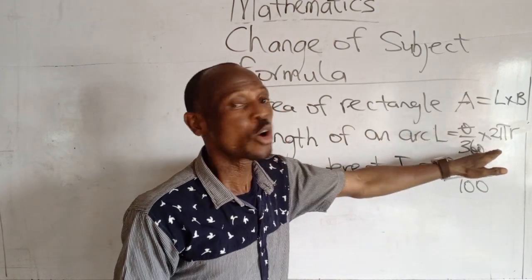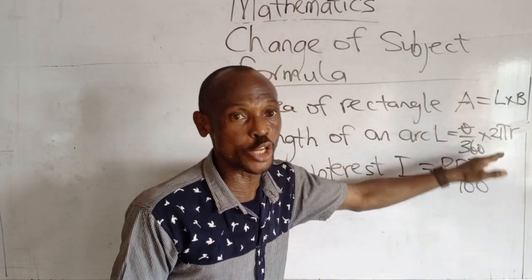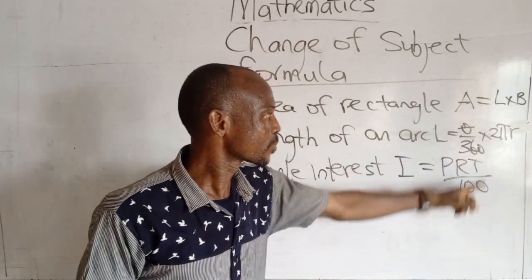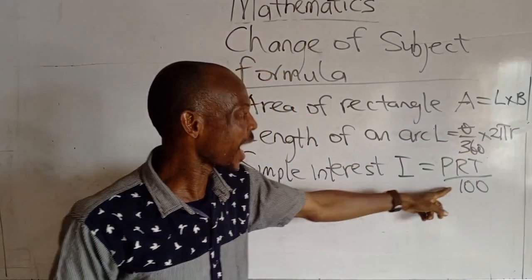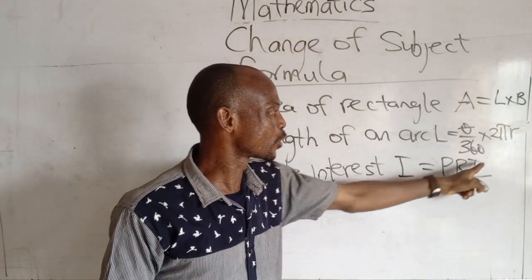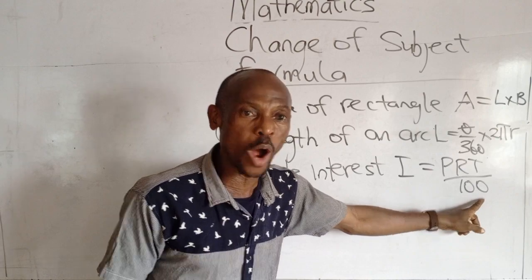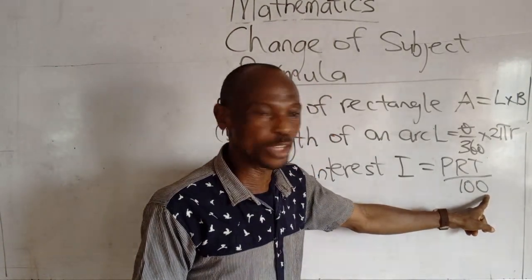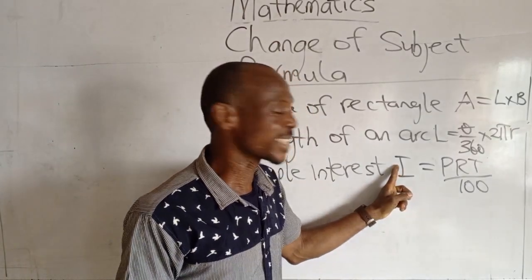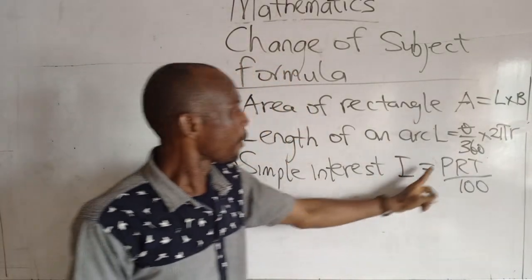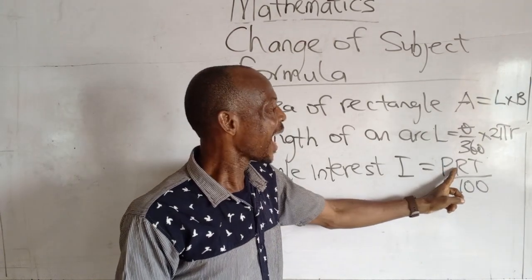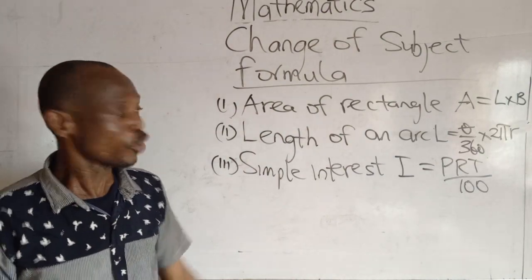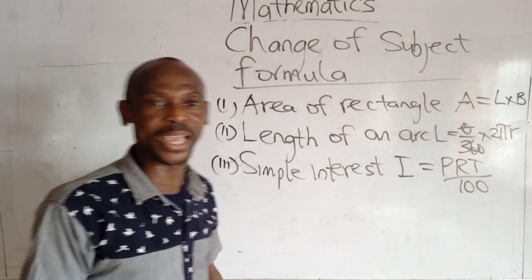Formulas can also contain what? Figures or numbers. Like we have here 360. We have 2. We also have here PRT divided by what? 100. 100 here is a what? A figure, a number. I here stands for simple interest. P stands for principal. R stands for rate. And T stands for time. So this is actually what a formula is.